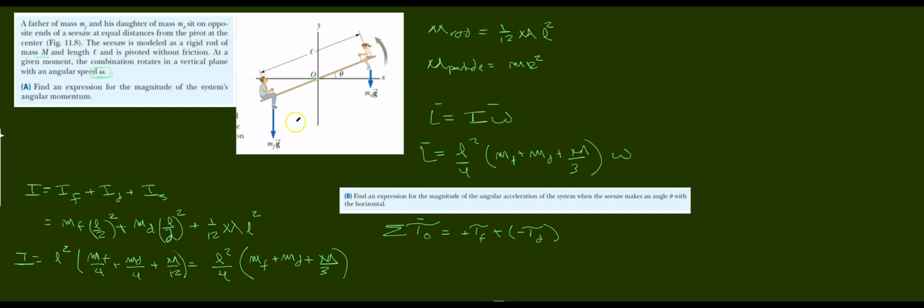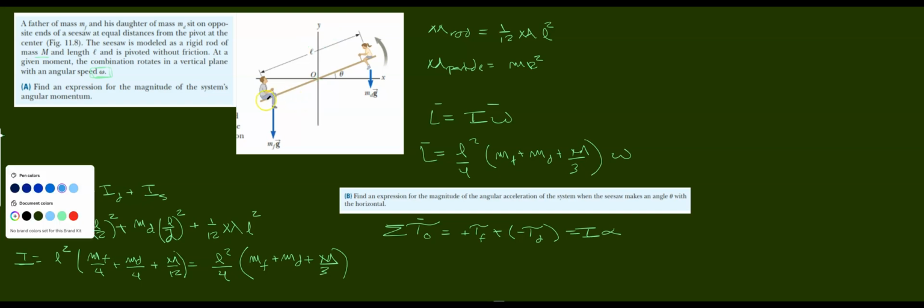Notice that the father makes the system spin clockwise, so that's positive as the torque because of the father, but the daughter will try to make the system rotate counterclockwise. I said that backwards. Counterclockwise the father, clockwise the daughter. So the torque due to the daughter is negative. And that's what I put here. And of course, those two together must be equal to I alpha, right? So all we have to do is find the torque because of the father, and then add the torque due to the daughter.